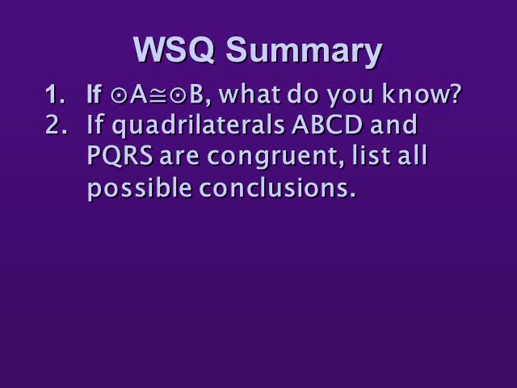Our last slide is our whisk summary. I just want answers as complete as you can give me for these. For number 1, it's probably just going to be a sentence for you, but for number 2, the notation is super important. If circle A is congruent to circle B, what do you know? And if quadrilaterals ABCD and PQRS are congruent, list all the possible conclusions.